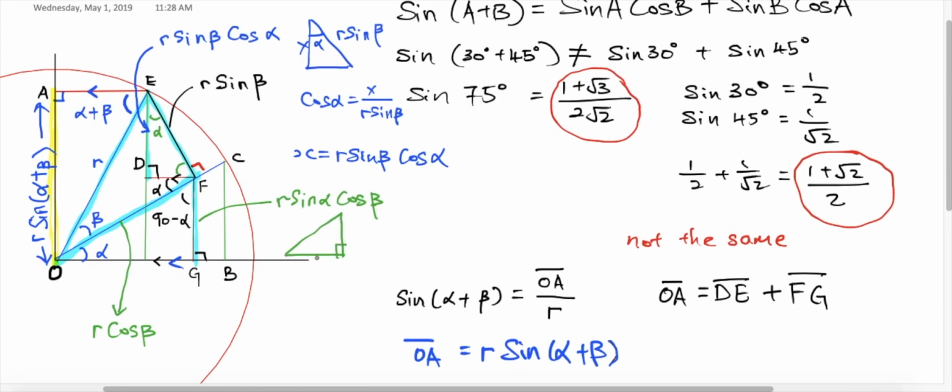Triangle, hope you can see, where this length is r cos beta, and this is the alpha angle. So this x unknown would be, sine alpha is actually x over r cos beta. So I bring it up, rearrange them. So my x length would be r sine alpha cos beta. That's why we have this length here.